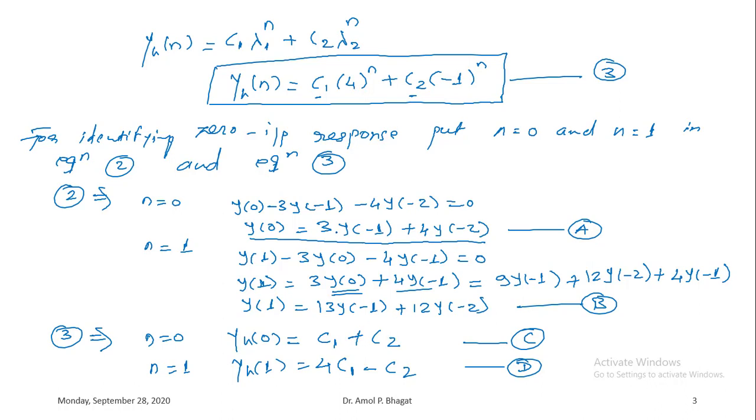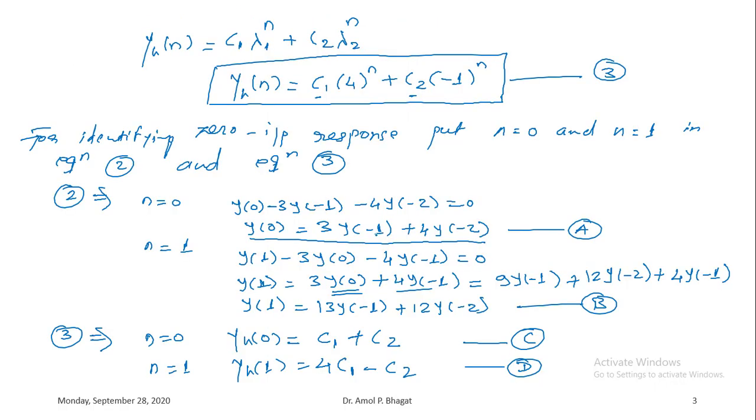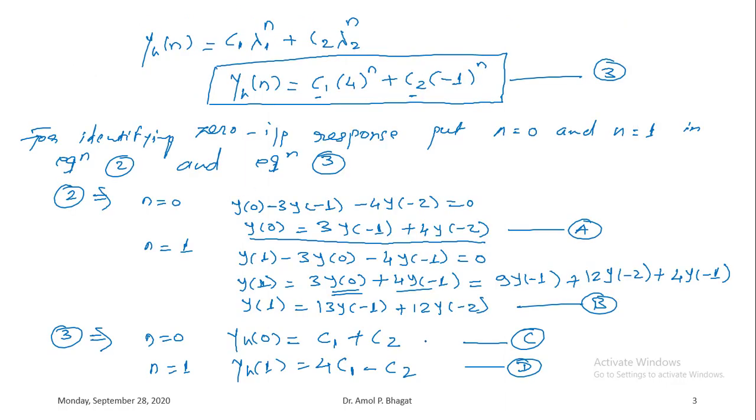c1 plus c2 is equal to 3y of minus 1 plus 4y of minus 2, right? Okay, so basically this procedure we have already seen, but as in the given example we have to identify the total response. So initially you need to identify the homogeneous solution, from that you can identify the zero input response. So we are trying to identify the zero input response here, right?